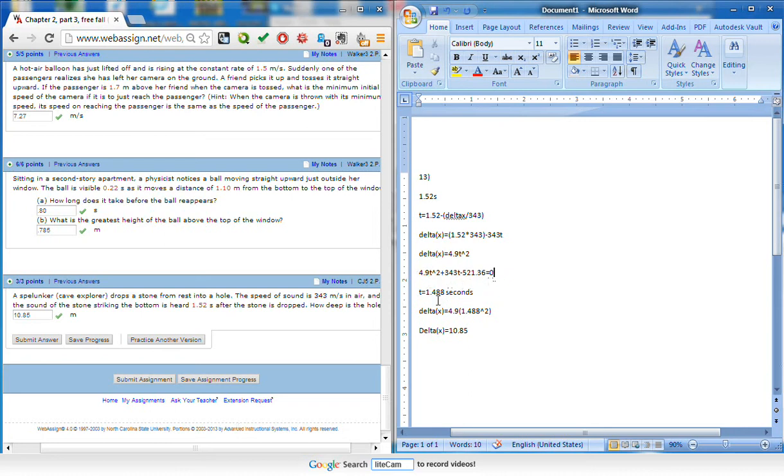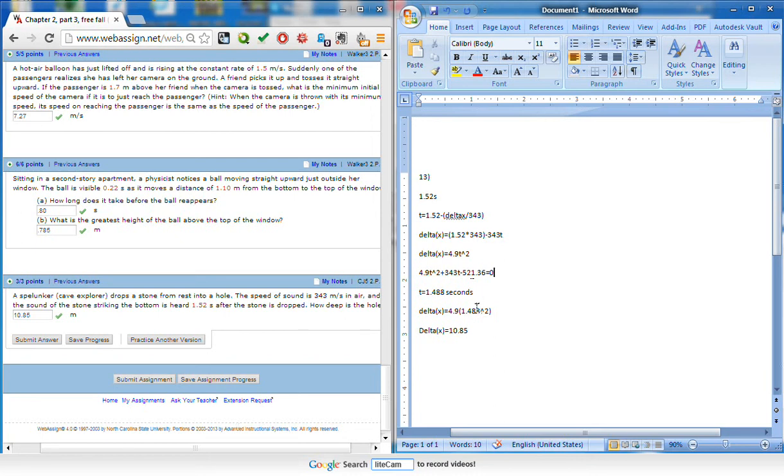And then you can just solve for it using quadratics, or binomial theorem, whatever that's called. I don't know the name of that. Anyway, you'll find that the time it took for the ball to drop is only 1.488 seconds instead of the full 1.52, because the very small amount of time left over is the amount of time it takes for the sound to get back up.